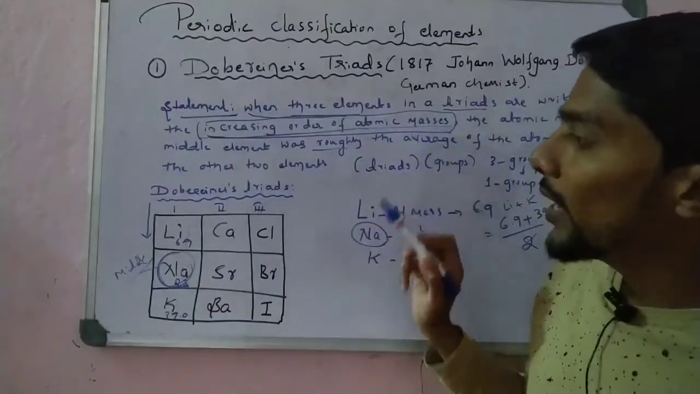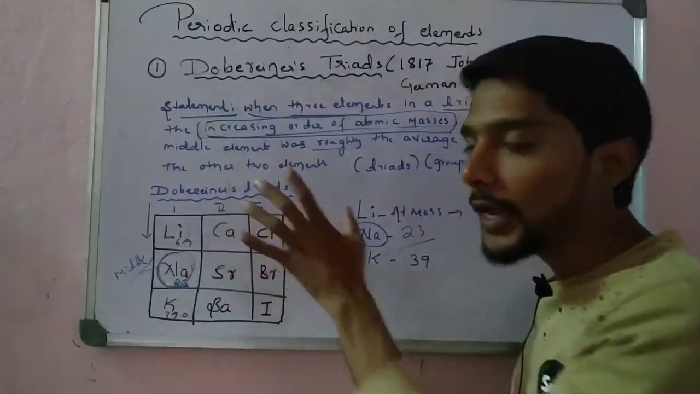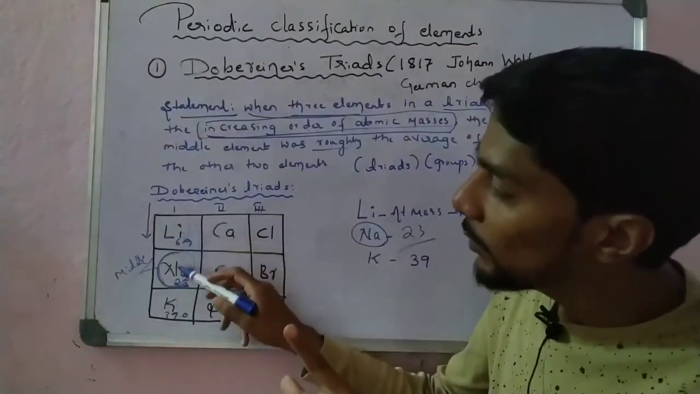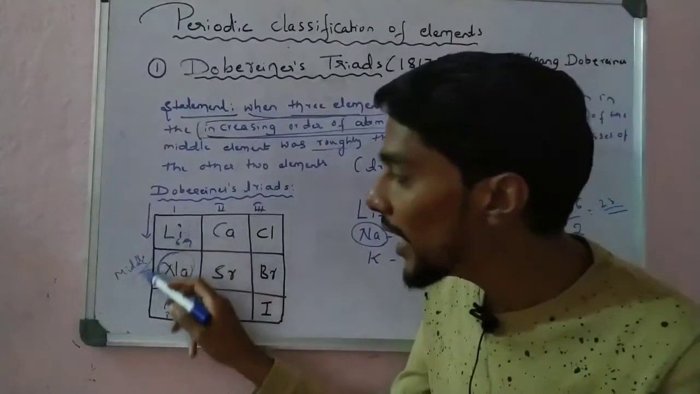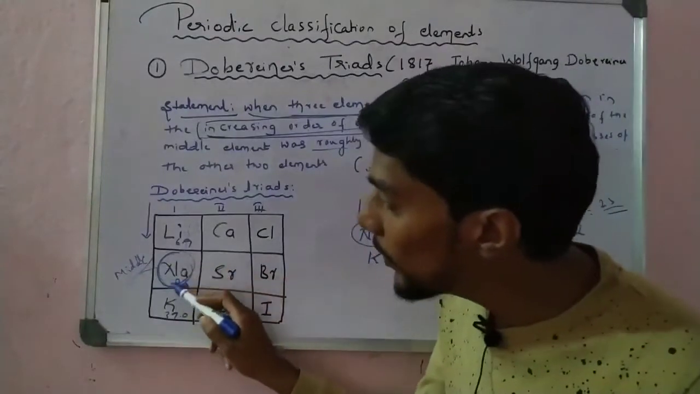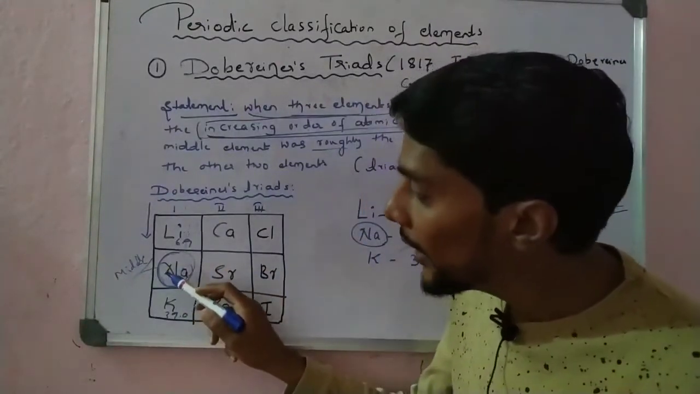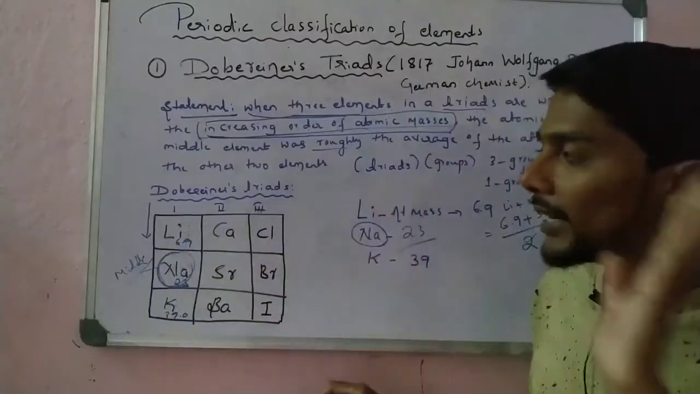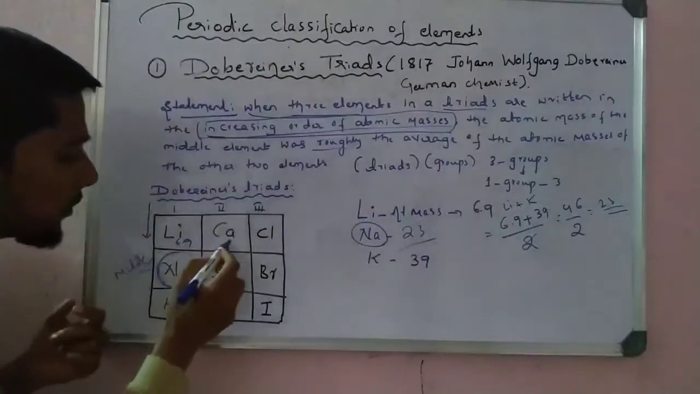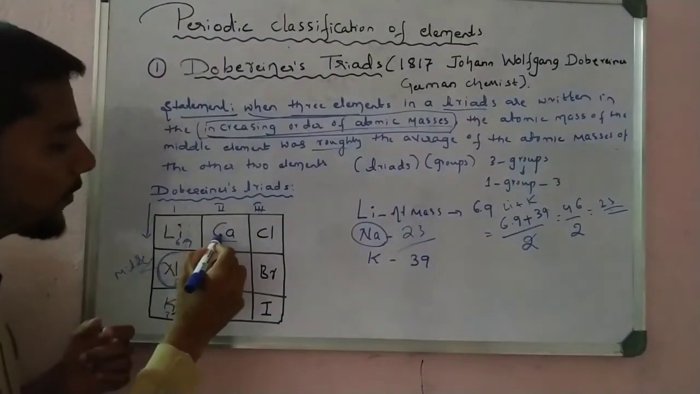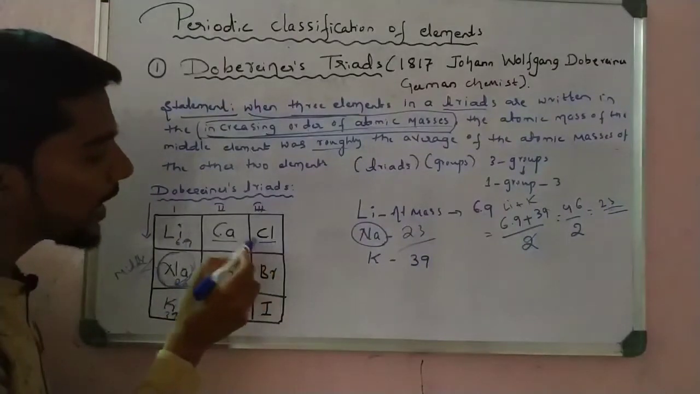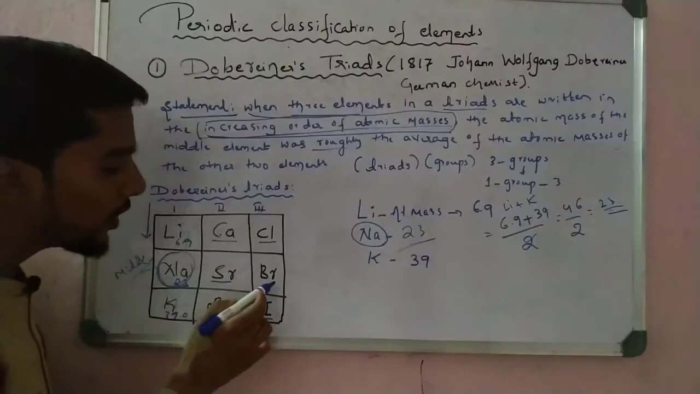Dobereiner made 3 triads, 1, 2, 3. In one triad, 3 elements are there. The first triad is lithium, sodium and potassium, arranged in increasing order of atomic masses, and the middle atomic mass, sodium, is the average of the other 2 elements in that triad only. So this is one classification of elements. Like that, he can add the atomic masses of calcium and barium, and the average gives strontium. Again he can add chlorine and iodine atomic masses, and the average gives bromine.